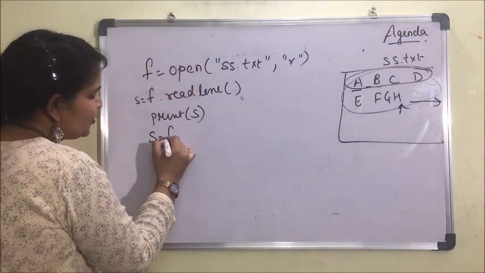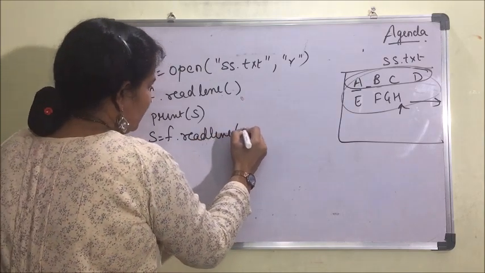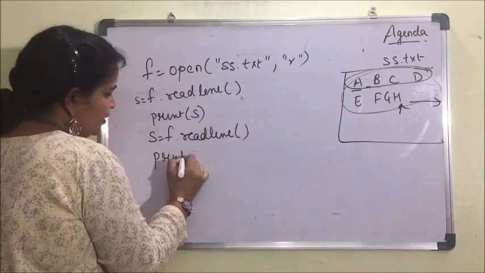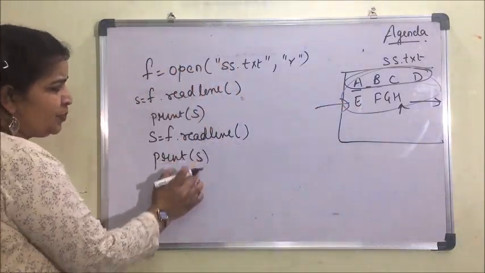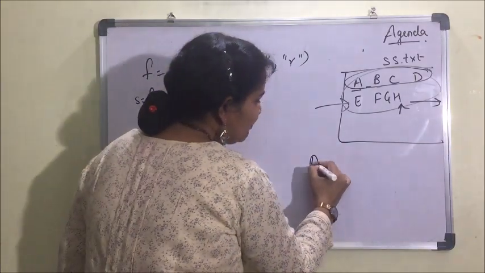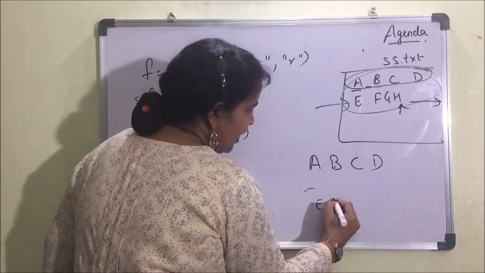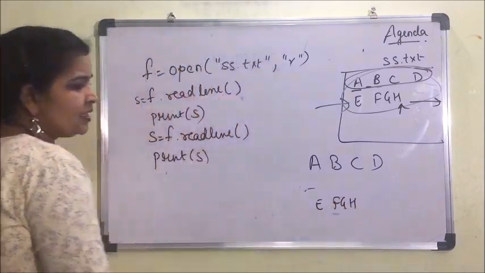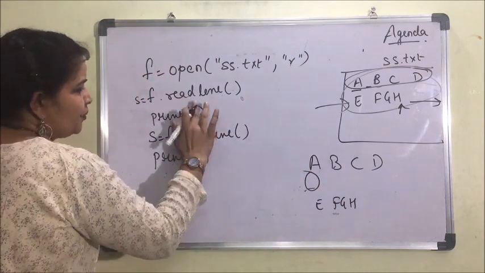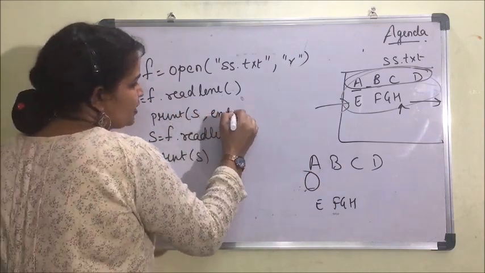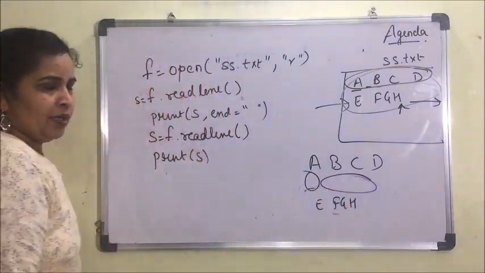Again, if we use s is equal to f dot readline and print s, it will print the next line. See, when you print these two lines, the output will be A, B, C, D, and a blank line will be there, and E, F, G, H. So in this case, if you don't want this extra space, you have to write print s, and end is equal to space. So it will remove this extra line from here.